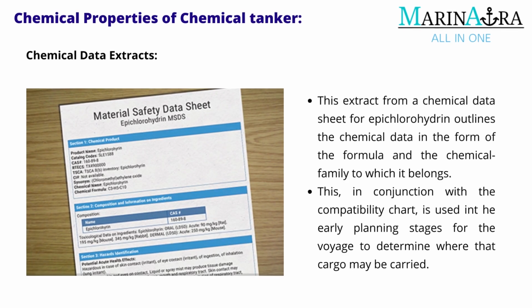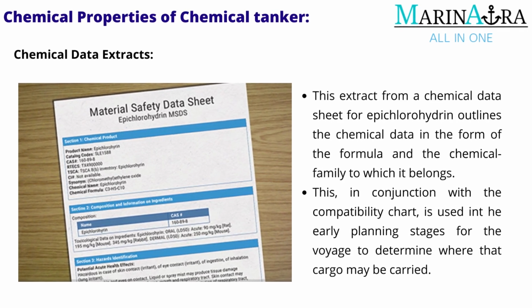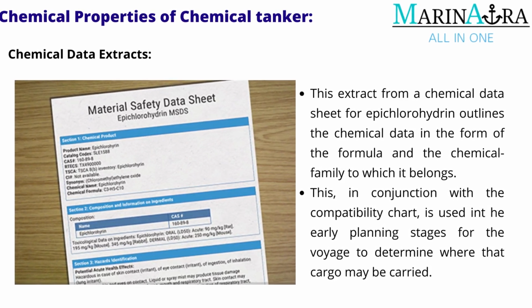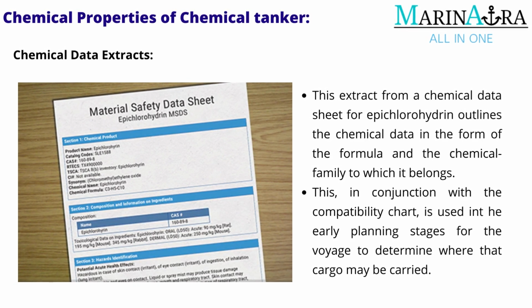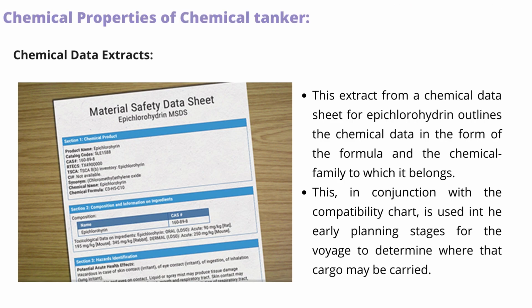Chemical data extracts. This extract from a chemical data sheet for epichlorohydrin outlines the chemical data in the form of the formula and the chemical family to which it belongs. This, in conjunction with the compatibility chart, is used in key early planning stages for the voyage to determine where that cargo may be carried.